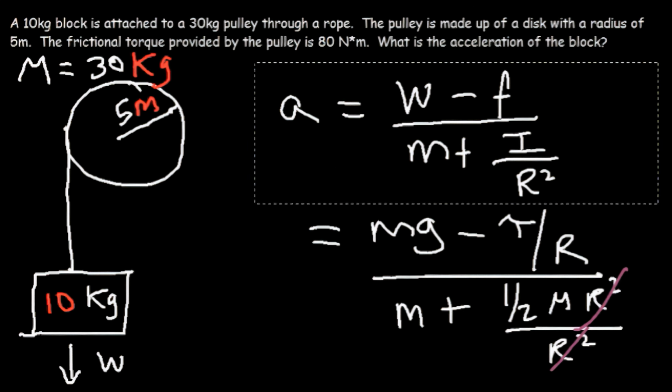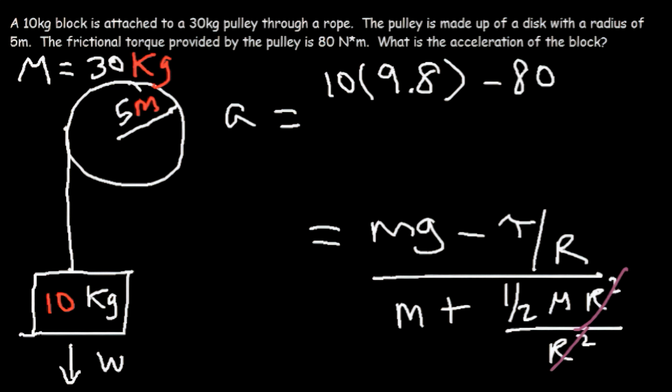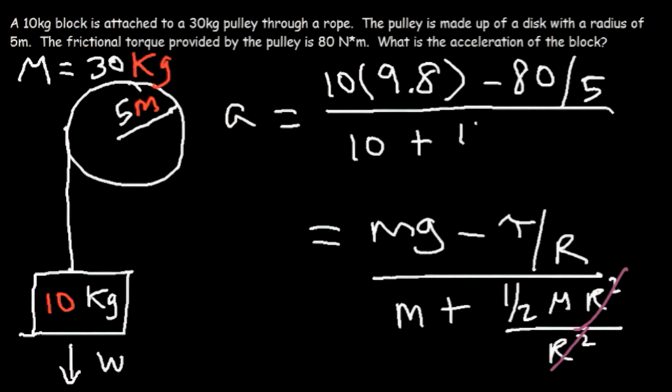So now let's calculate the acceleration. So it's the weight force, mg, which is 10 times 9.8, minus the frictional torque of 80 newton meters divided by the radius of the pulley, which is 5. So the frictional force is 80 over 5, divided by the mass of the block, which is 10, plus 1/2 times the mass of the pulley, which is 30.